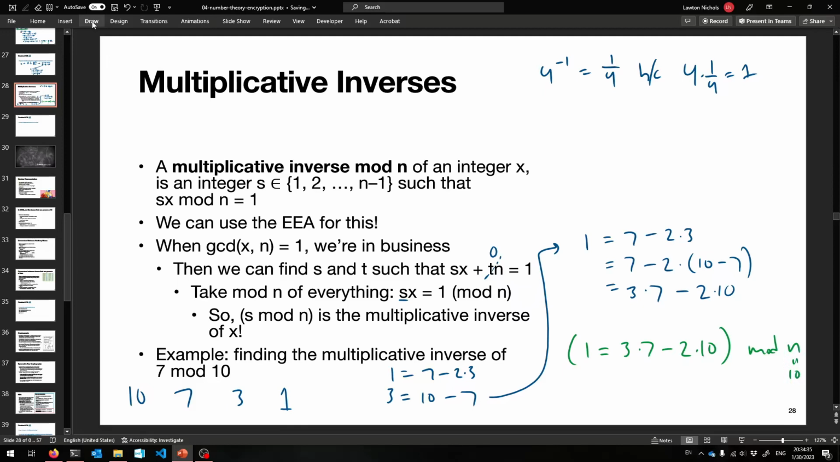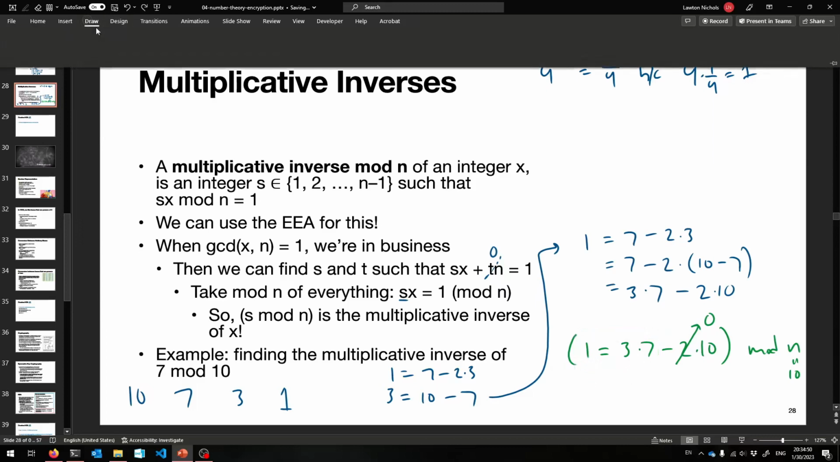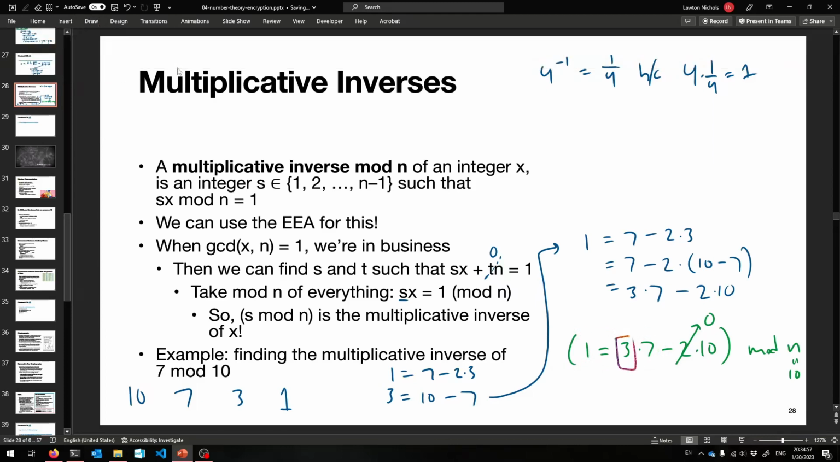If I take mod 10 on both sides, then the 1 stays the same, and the minus 2 times 10 all goes away to 0. So the answer is 1 is equal to 3 times 7. And the multiplicative inverse then of 7 mod 10 is the number 3. It was the thing that I multiplied it by to give me 1 mod n. That's what it means to be an inverse: you multiply it by its inverse and it gives you 1. This is the multiplicative inverse of 7 mod 10.